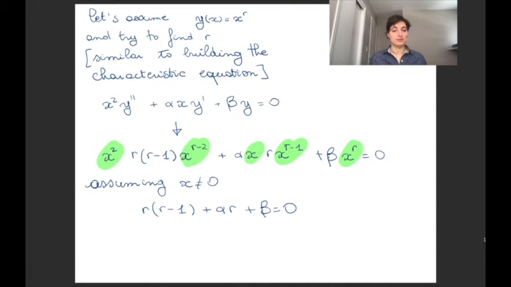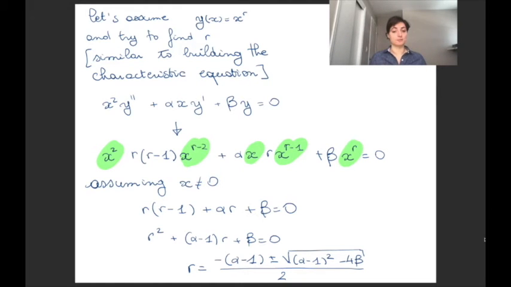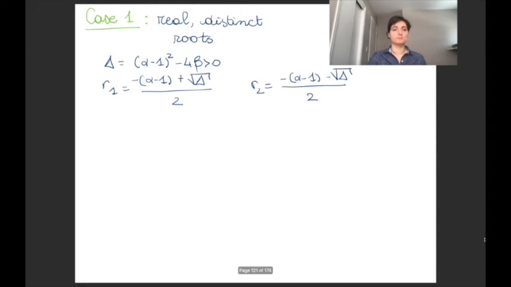So we assume x different than 0. Can we really do that? Because we want things around 0. We do it anyway. If we assume x different than 0, we can simplify all these coefficients in x and have something that only depends on r. We have r times r minus 1 plus alpha r plus beta equal to 0. This is very similar to the characteristic equation, just a mild difference on the first term. But now we can solve it explicitly. We have that r is the solution of a second order algebraic equation, no ODE. So we have an explicit formula for it. I'm not going to read it out loud, but we should be able to solve quadratic equations very easily.